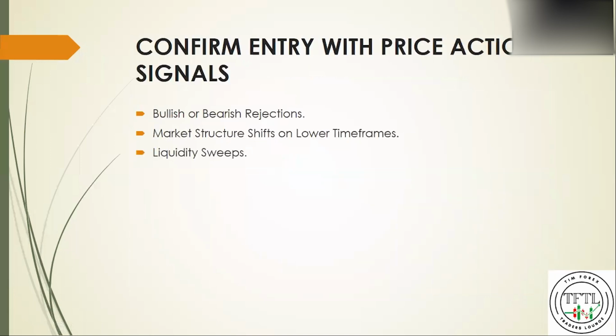Then we are talking about market structure shifts on lower time frames. So you can use lower time frames to observe market structure shift within the bearish or bullish breaker block. So for instance, if trading a bullish breaker block, look for higher highs, look for higher lows forming within the block as price resets itself. So then you can look for liquidity sweeps. Often price will sweep liquidity just above or below the breaker block before making a move. This is common around stop hunt zones and strengthens the entry if a rejection occurs afterwards.